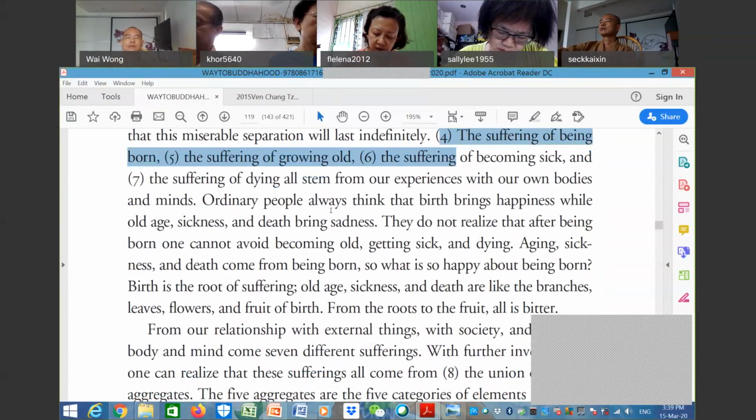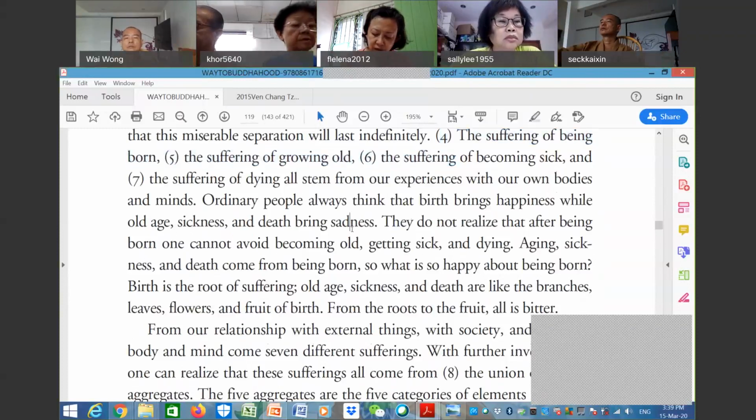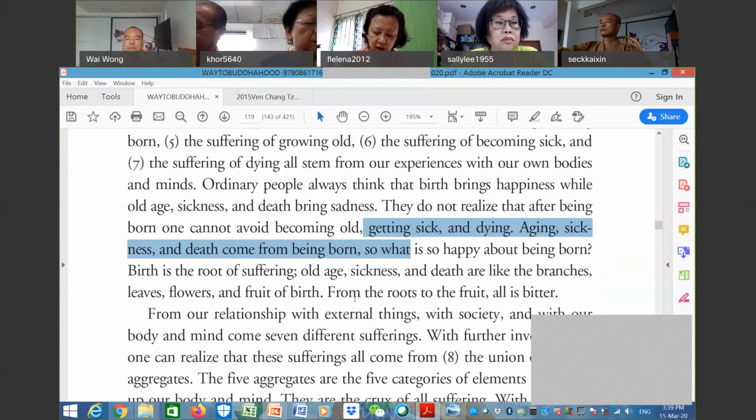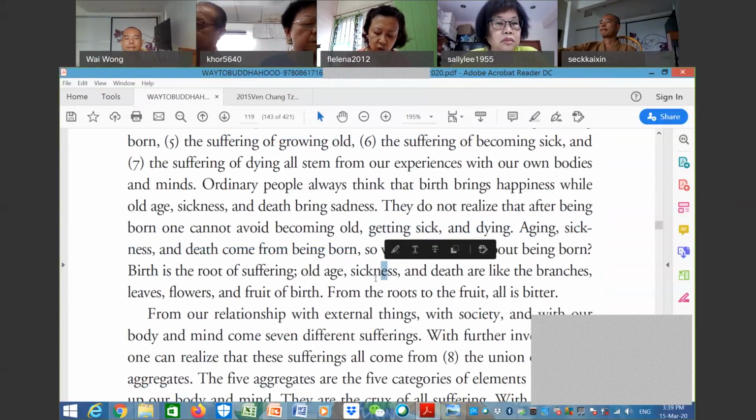Ordinary people always think that birth brings happiness, while old age, sickness, death brings sadness. They do not realize that after being born, one cannot avoid becoming old, getting sick and dying. Aging, sickness, and death come from being born. So what is so happy about being born? Birth is the root of suffering. Old age, sickness, and death are like the branches, leaves, flower, and fruit of birth. From the root to the fruit, all is suffering.